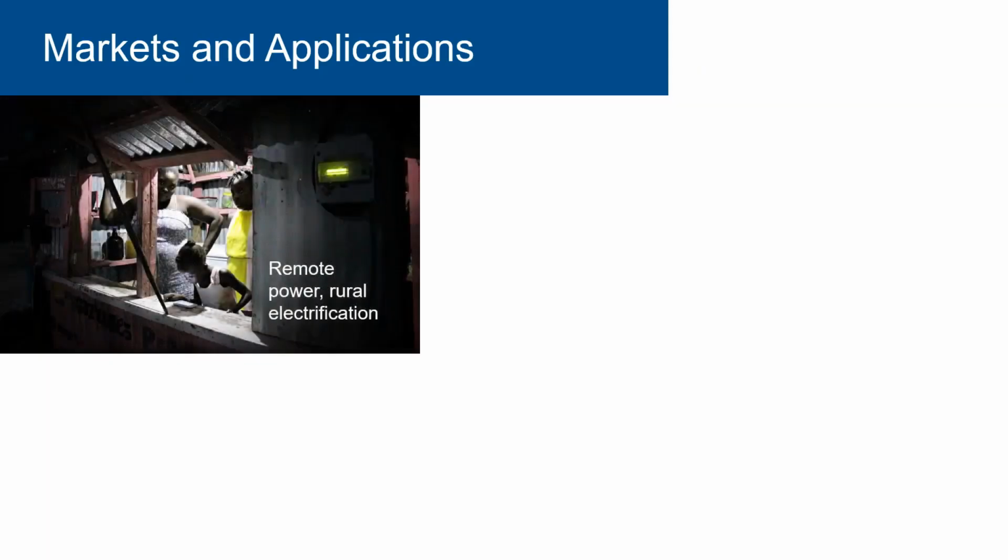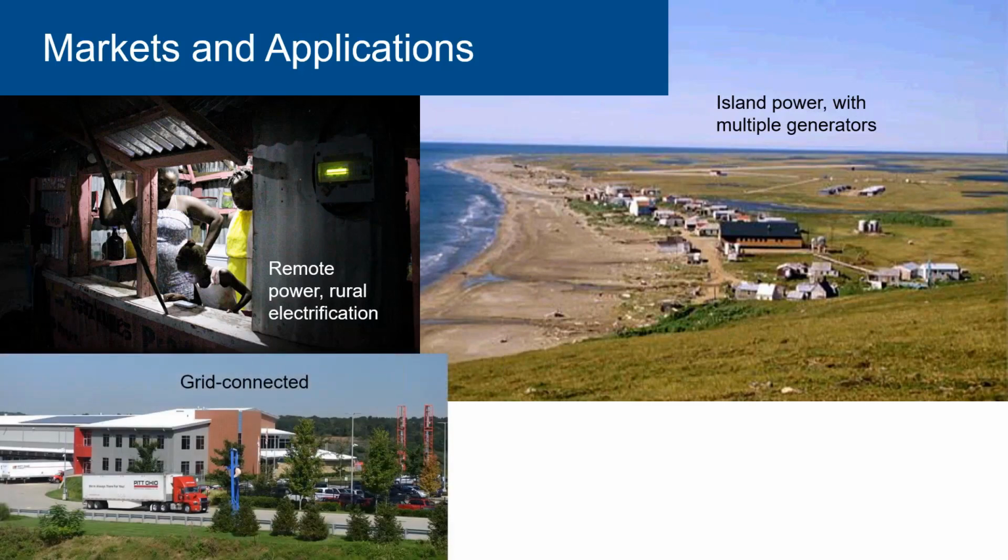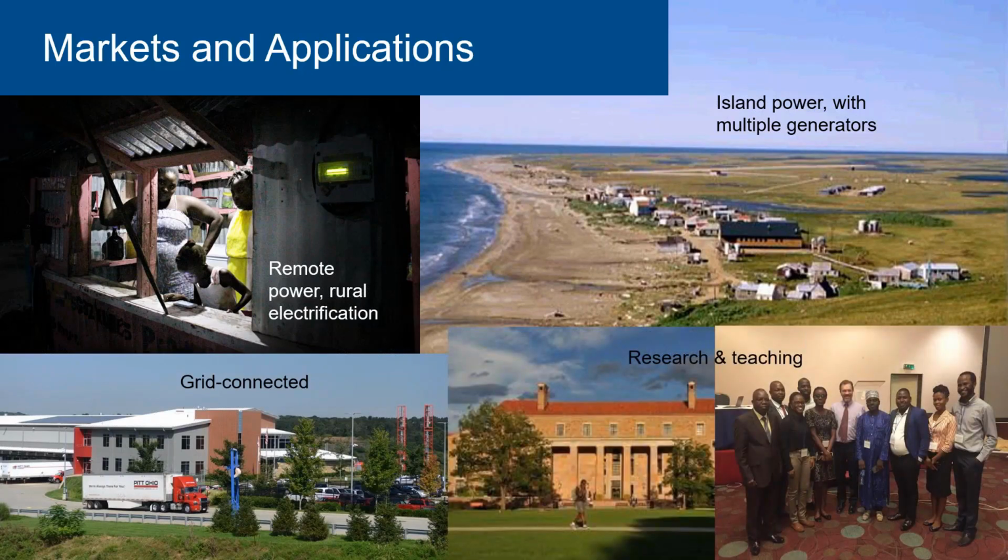So we divide the major markets and applications addressed by HOMER Pro into 4 broad areas. The first is remote power or village power, which was the original HOMER use case, but now can include other applications such as field research stations, military bases, cell towers, and data centers. Then there are island power systems, larger systems with multiple generators, often with distribution systems. This is Wales, Alaska. It also does grid-connected systems. And finally, research and teaching has become a really major area for HOMER Pro.